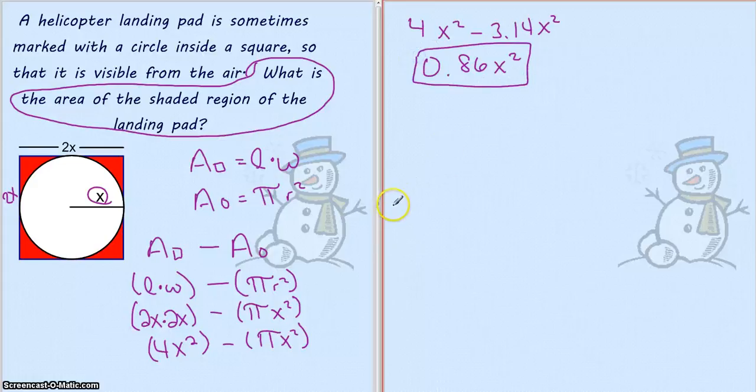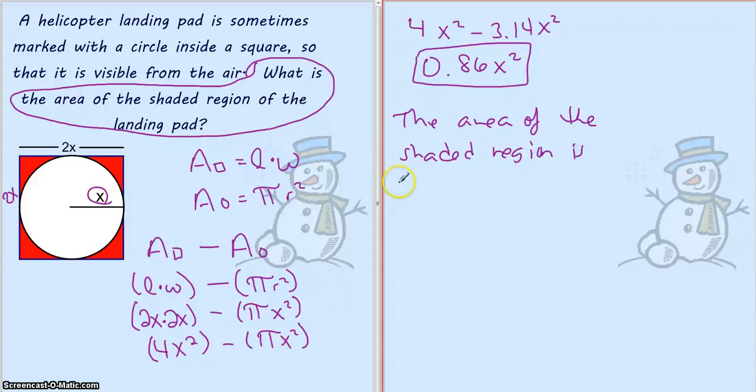So when you go to answer your word problem question, you would say that the area of the shaded region is approximately, because it's not exact, 0.86x squared. And that's the answer to that question. Go ahead and move on to the geometry question, and that'll help you answer another question very similar to this.